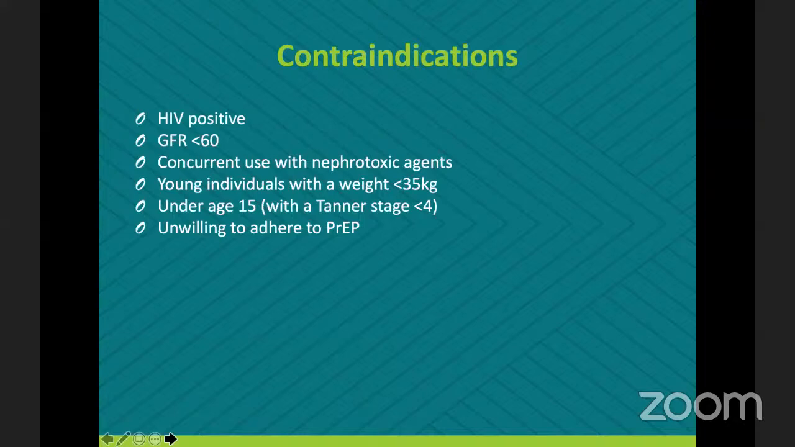Next slide, please. These contraindications that have been mentioned would include patients who are HIV positive, patients who have a GFR of less than 60, and in this situation, patients should be advised to stop taking PrEP and then repeat the test in 2 weeks, and if it's normal, they can be reinitiated on PrEP. Patients who are using nephrotoxic agents, as well as young individuals with a weight of less than 35 kgs, or who are under the age of 15 with a Tanner stage of less than 4, should not be started on PrEP. And the final contraindication is patients who are unwilling to or unable to adhere to the PrEP regimen.